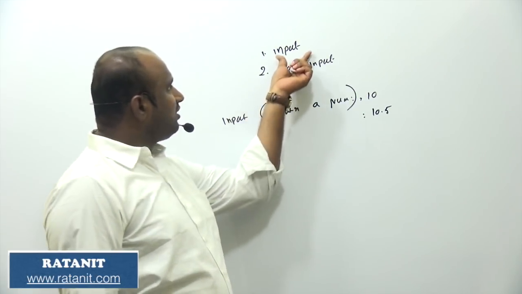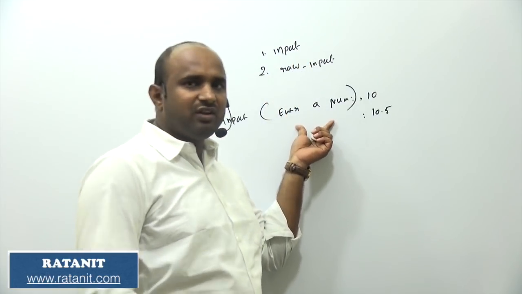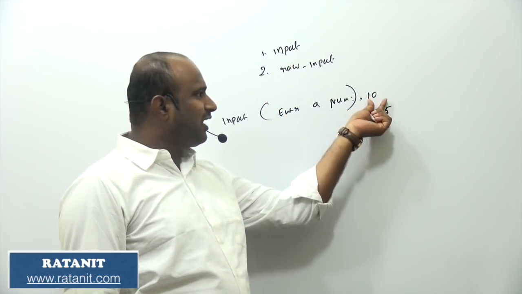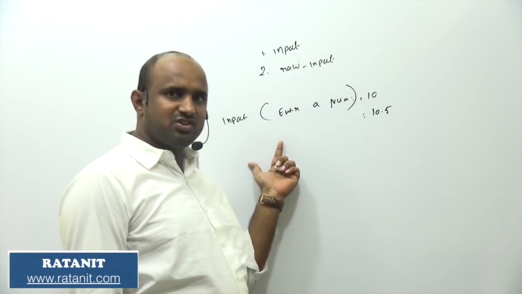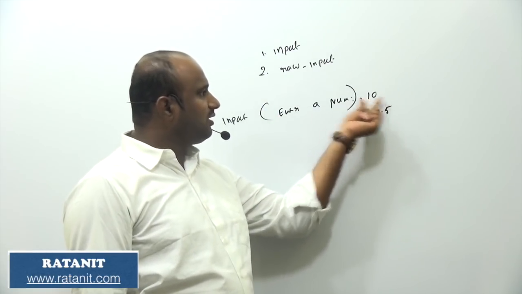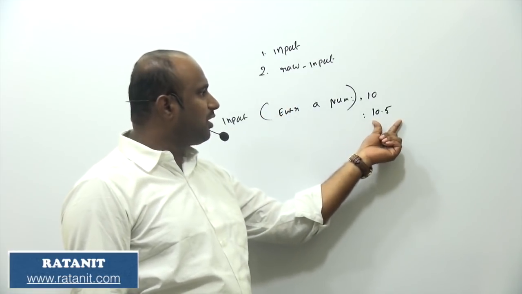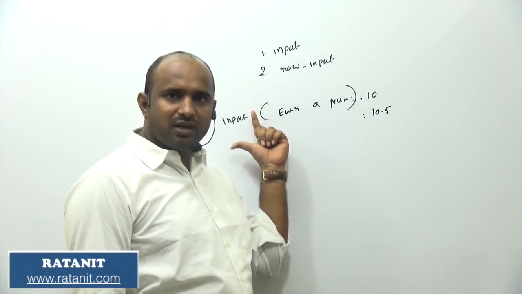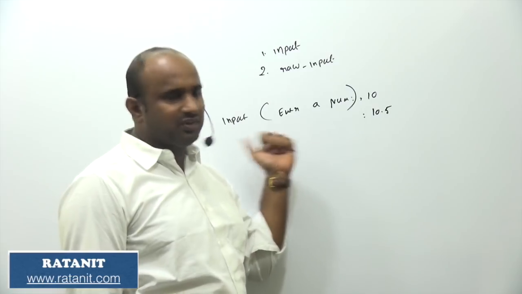The input function takes the input and stores it in the type in which we entered it. If we enter 10, the data will be 10. If we enter 10.5, the data will be stored in float format, right?